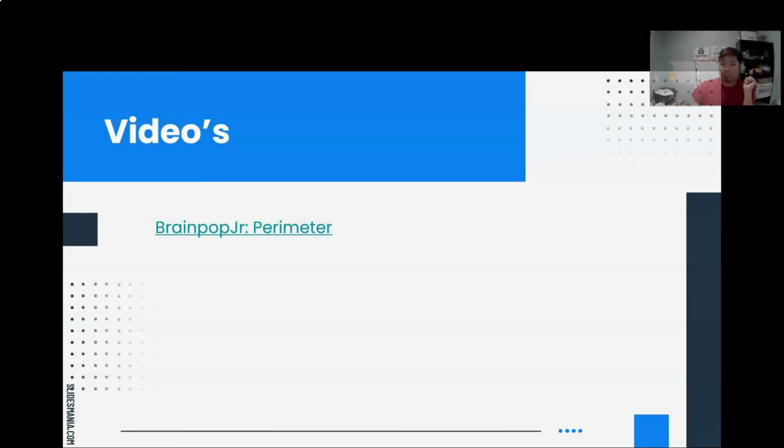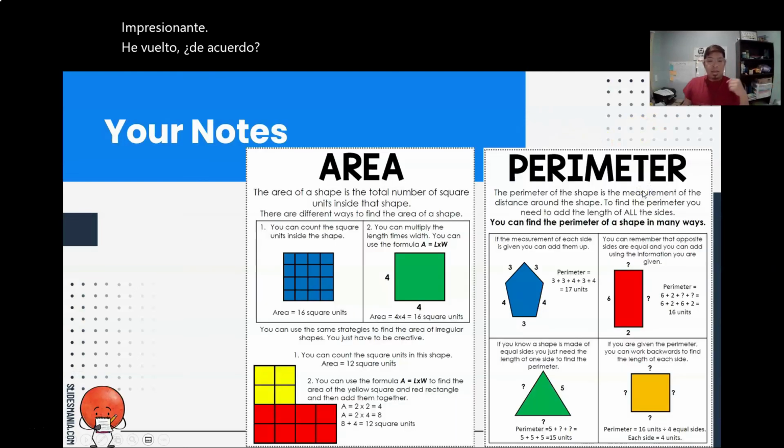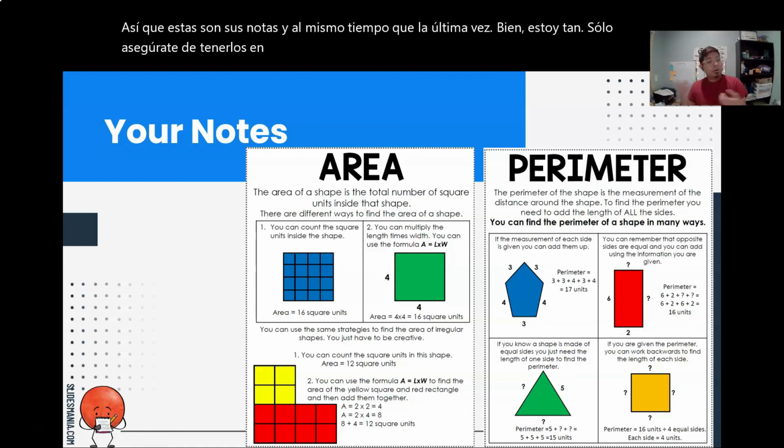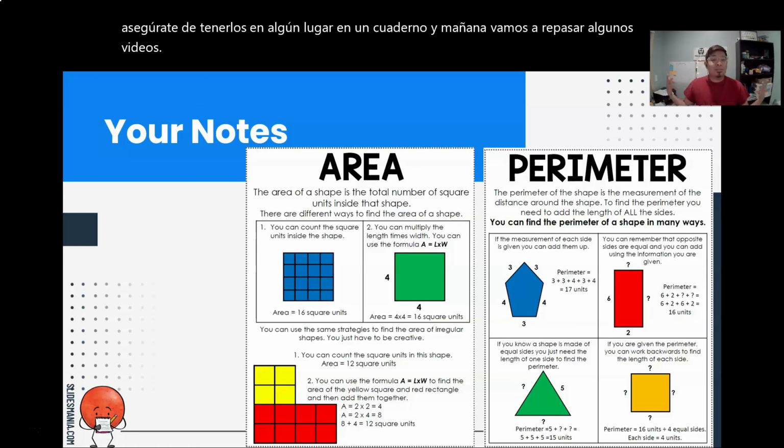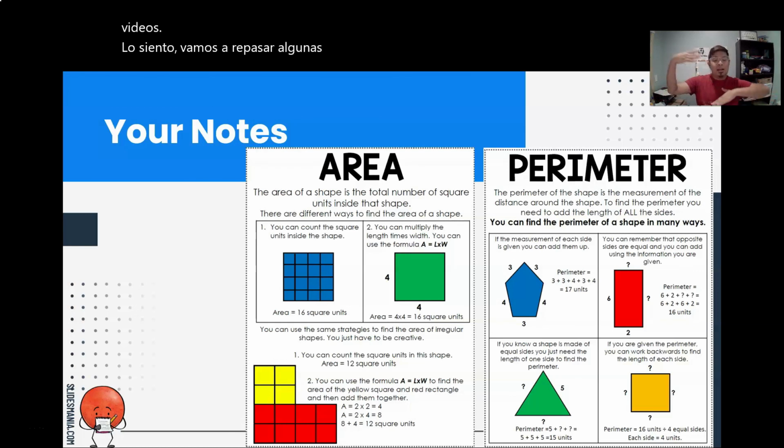Awesome. And I'm back. Okay, so these are your notes, and they're the same ones as last time. Make sure to have them somewhere in your notebook. And tomorrow we're going to go over some videos and some notes to help you understand this better. We're going to do some examples tomorrow.